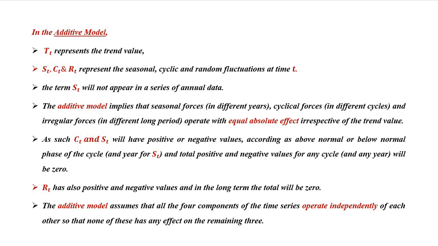As such, Ct and St will have positive or negative values according as above normal or below normal phase of the cycle and year for the seasonal fluctuation, and total positive and negative values for any cycle and any year will be 0. Rt has also positive and negative values, and in the long term the total will be 0. The additive model assumes that all the four components of the time series operate independently of each other so that none of them has any effect on the remaining three.